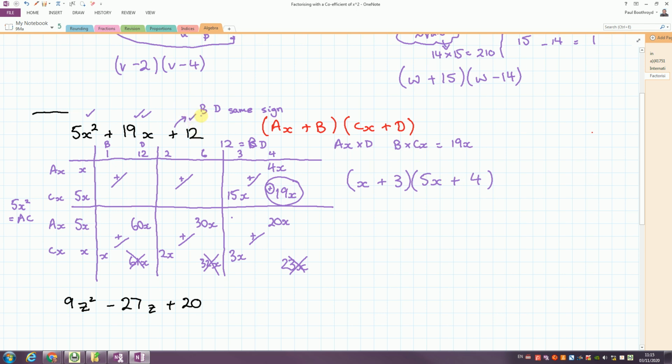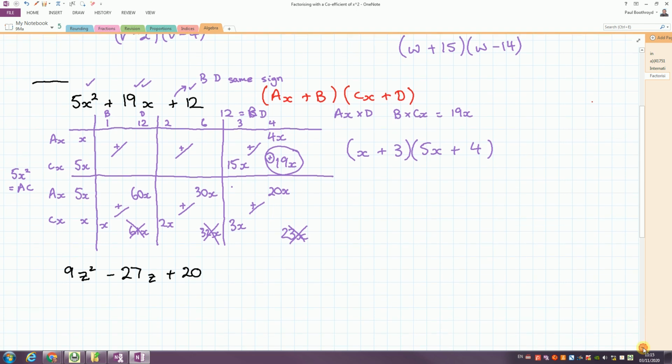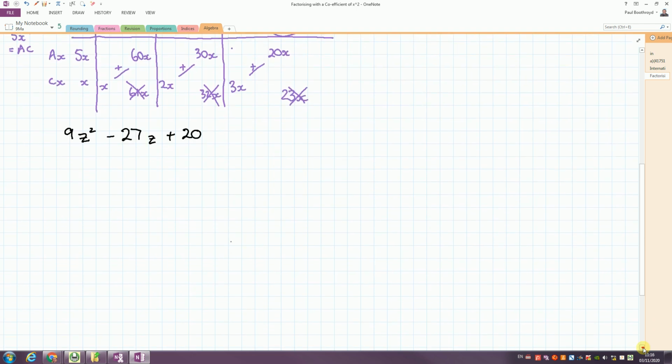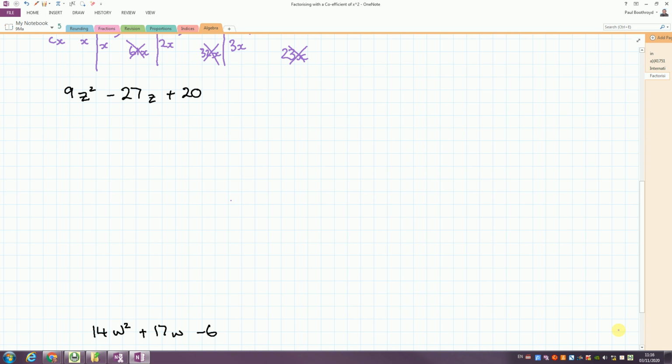Okay, so that's the gridding method to help us do it. And it's just a way of organising your thoughts, of organising searching for pairs of products of factors. Let's try another one. This one's got a little bit more of a sneak in it. I need a grid.